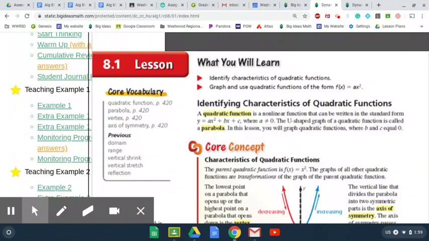Hi, everybody. We are going to start Chapter 8, which is graphing quadratic functions. So we're going to look at Section 8.1. A quadratic function is a nonlinear function that can be written in standard form, y equals ax squared plus bx plus c. The U-shaped graph of the quadratic function is called a parabola, which we have seen before.